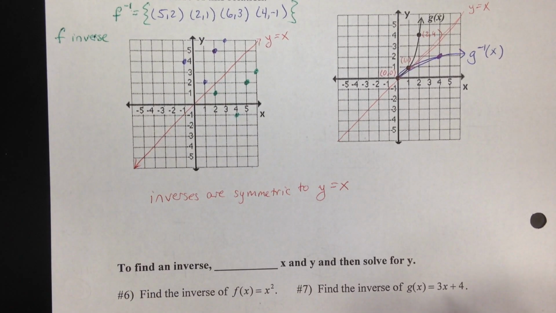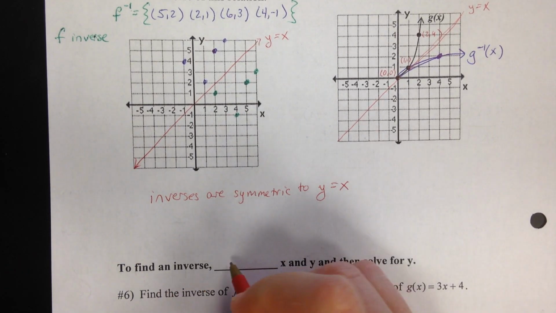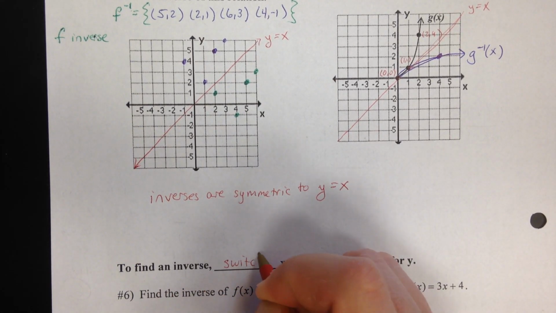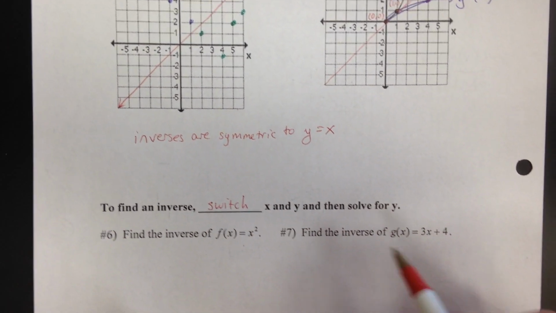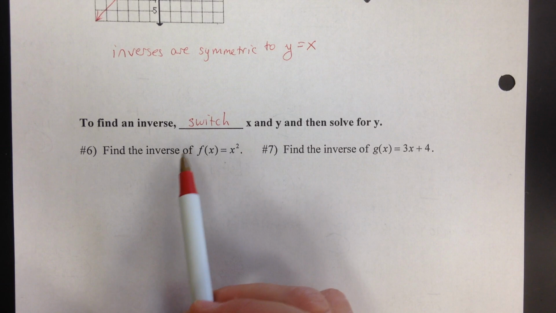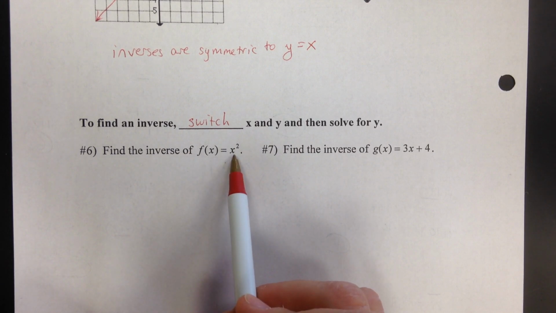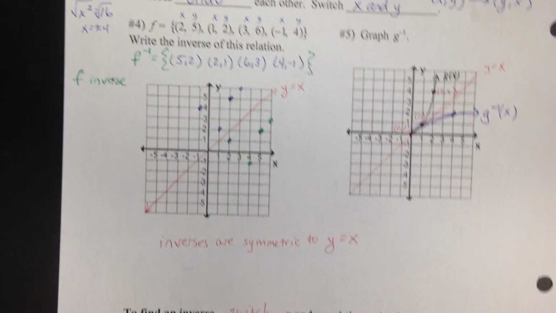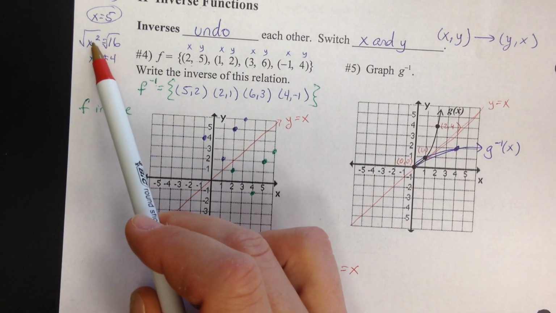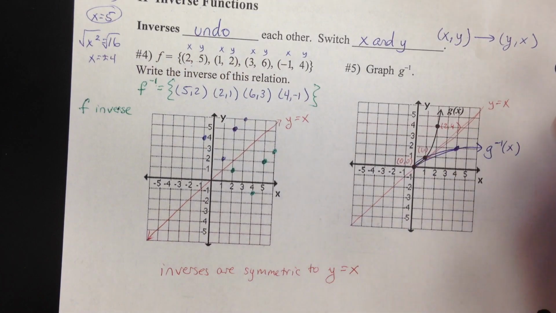If you want to find an inverse, what you do is you switch x and y, and then you solve it for y. So let me give you a couple examples of this. Find the inverse of f of x equals x squared. Now, you already know, because we just talked about it up here, that to undo a square, you square root it. Let's see if that's what comes out of this.